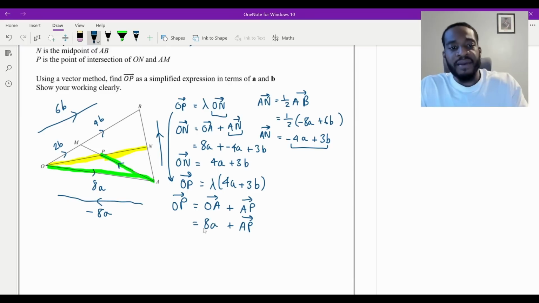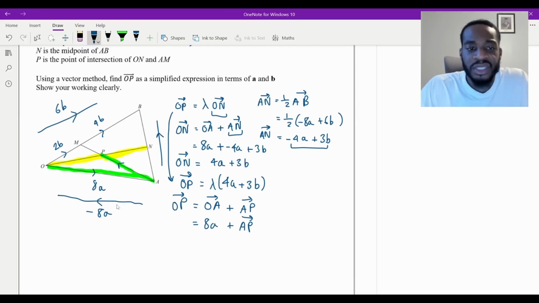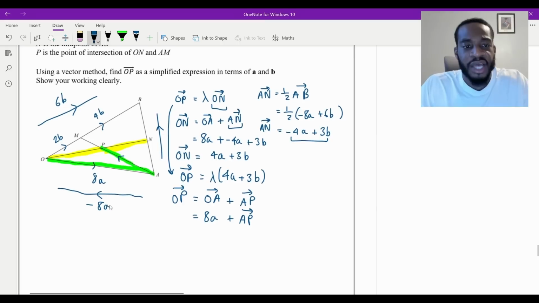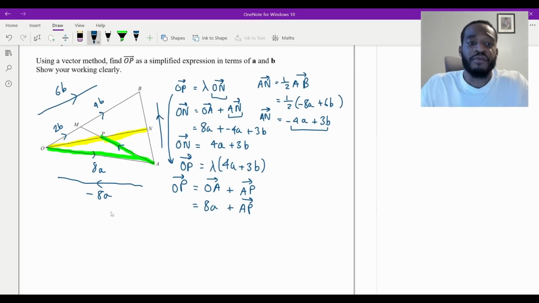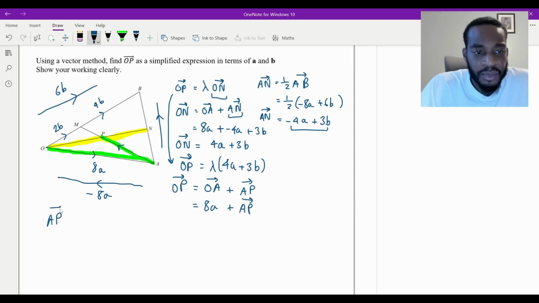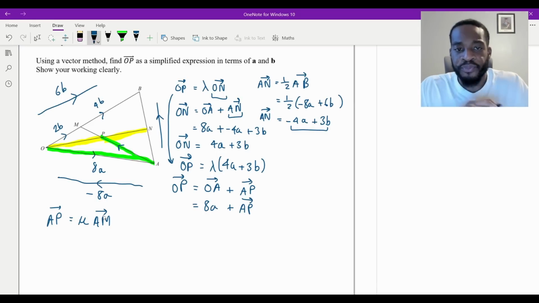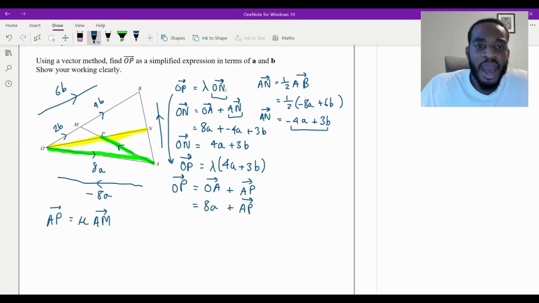Now, P, again, is somewhere along that line of A to M. So what I can now say is the same thing I did with O to P, actually. I could express A to P as a multiple of the entire line. I'm going to say that A to P is equal to some multiple of that whole line A to M. I'm going to call that multiple mu, right? I don't know what that is. Okay. Now, what do I do from here? Well, I want to work out the same way I worked out what O to N is. When I did lambda O to N, I want to work out what A to M is.